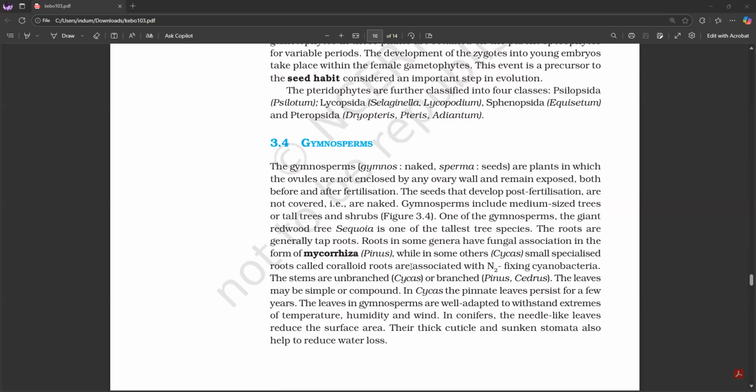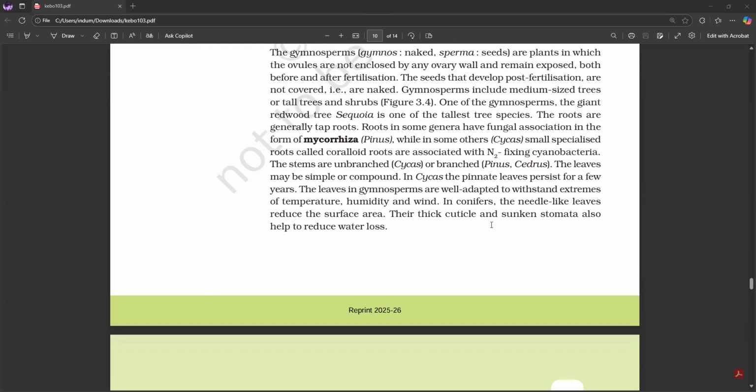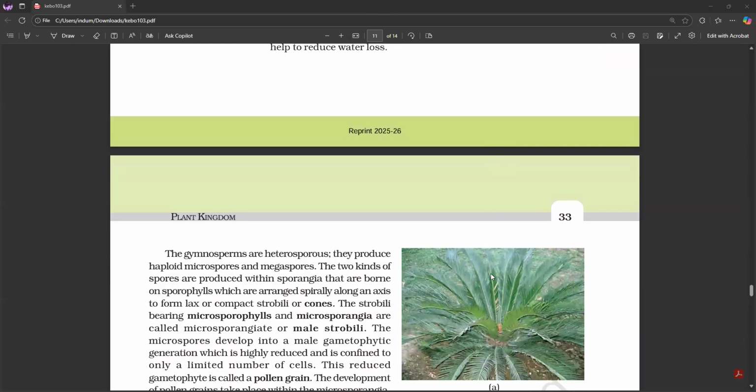The leaves may be simple or compound. In cycads, the pinnate leaves persist for a few years. The leaves in gymnosperms are well adapted to withstand extremes of temperature, humidity, and wind. In conifers, the needle-like leaves reduce the surface area. Their thick cuticle and sunken stomata also help to reduce water loss.